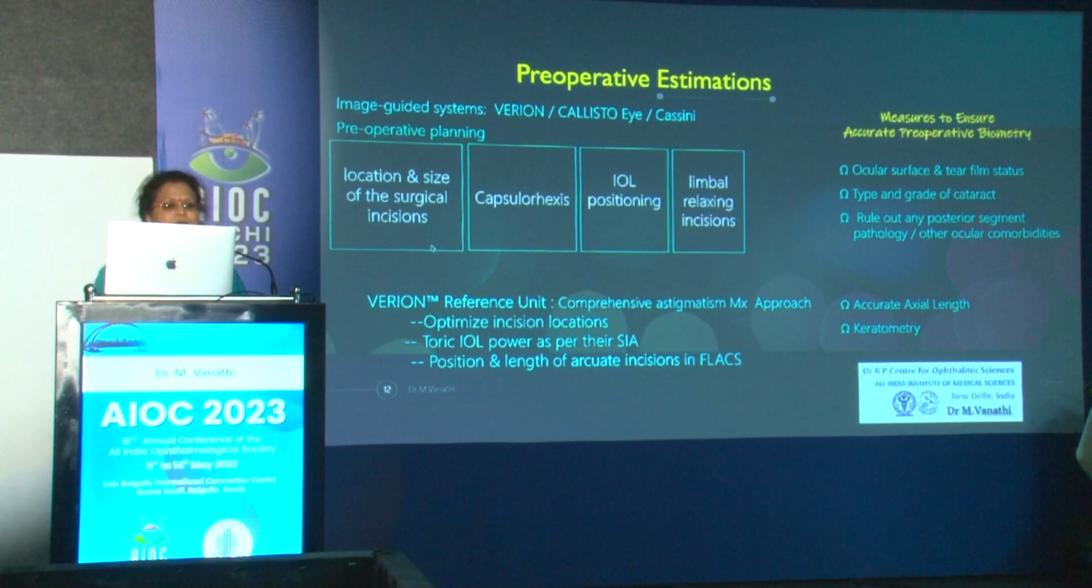Your location and size of your surgical incisions need to be precise, and these need to be fed into whatever preoperative toric calculator you're using. Your surgically induced astigmatism has to be calibrated here. Capsulorhexis needs to be accurate in your patients. IOL positioning should be dot on the axis you have marked here.